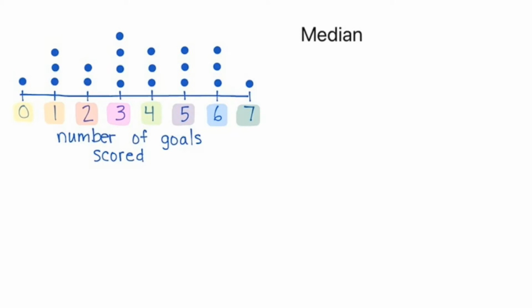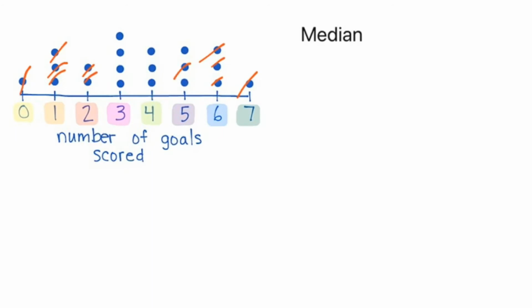The next thing you can find from a dot plot is the median, which is the middle number of the set of data. What's nice about this is our data points are already in order. We don't have to do that work. You just have to be careful as you're crossing them out to find the middle number. So here's how I do it. I'm going to cross off the lowest dot and the highest dot. Lowest dot, highest dot. And go back and forth until I make it to the middle one.